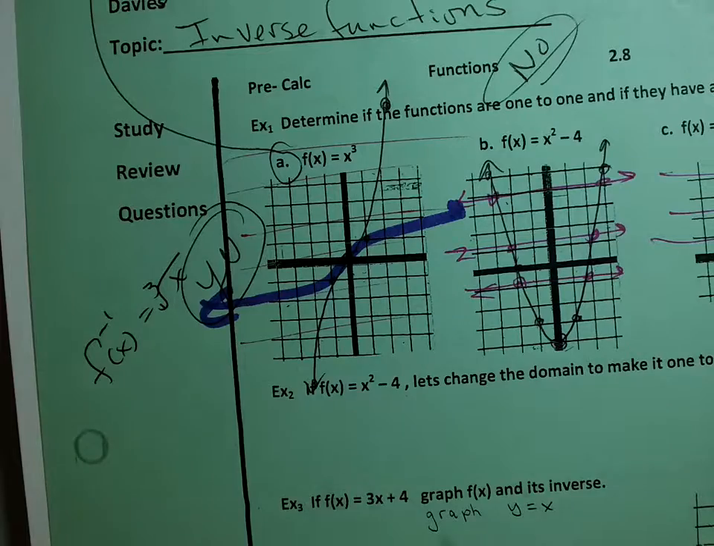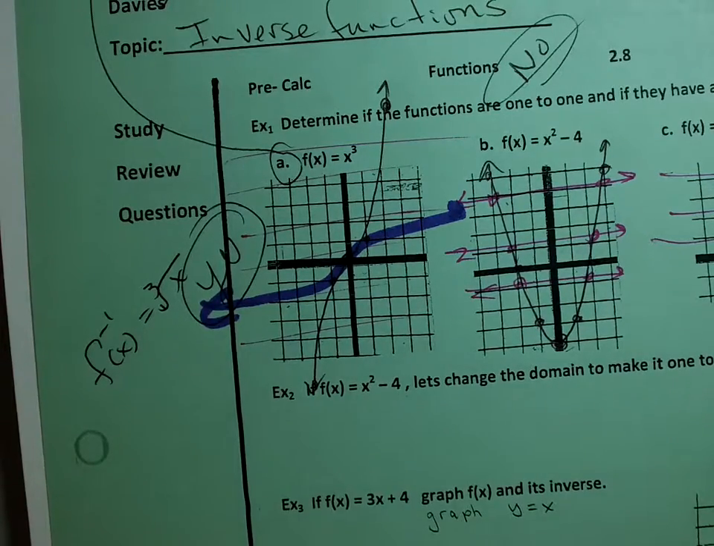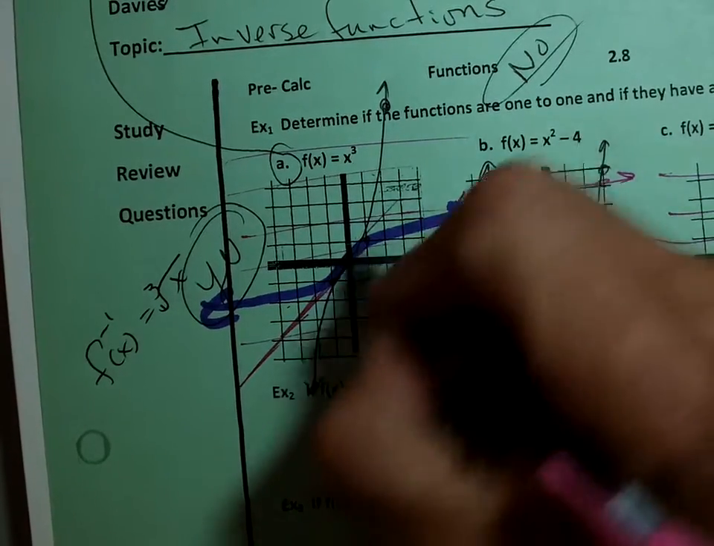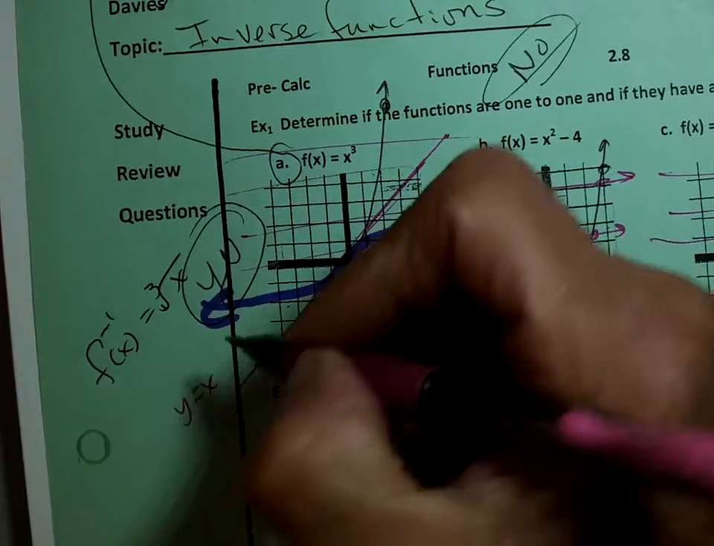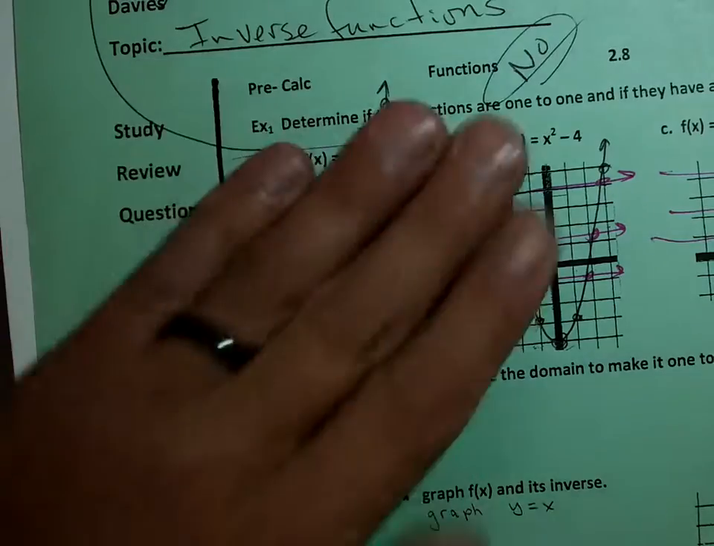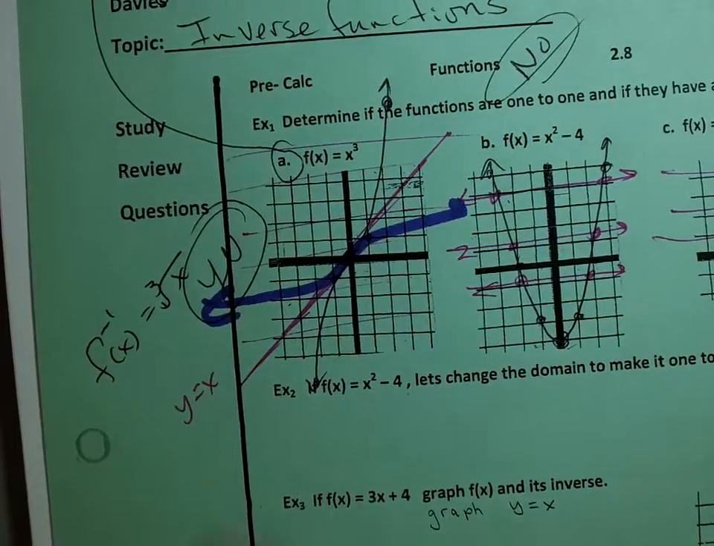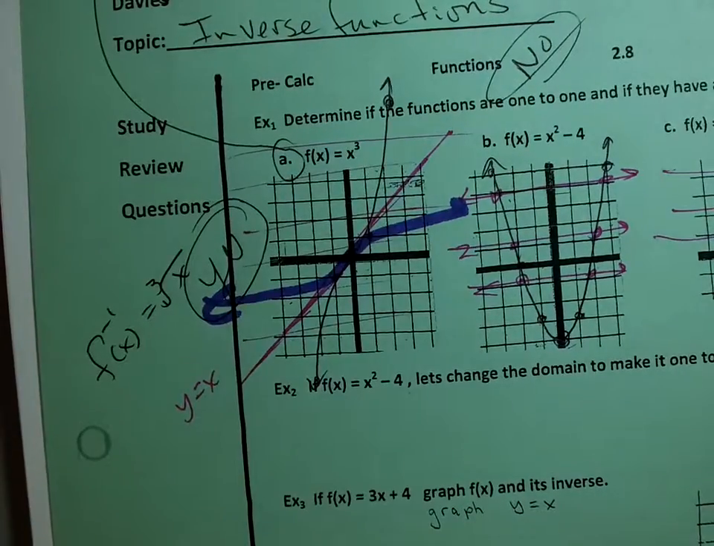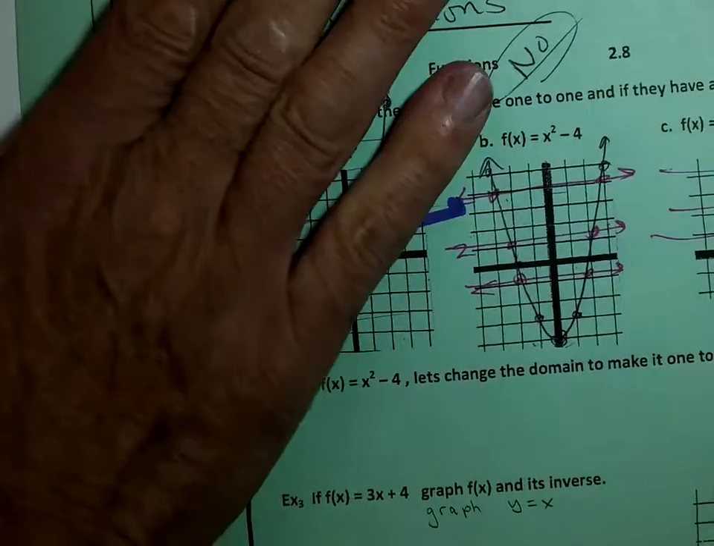Now what we notice is that they are reflections of each other over the line y equals x. Because if x becomes y and y becomes x, it's a reflection over the line. Can you see the reflection? If you were to fold one graph over to the other.